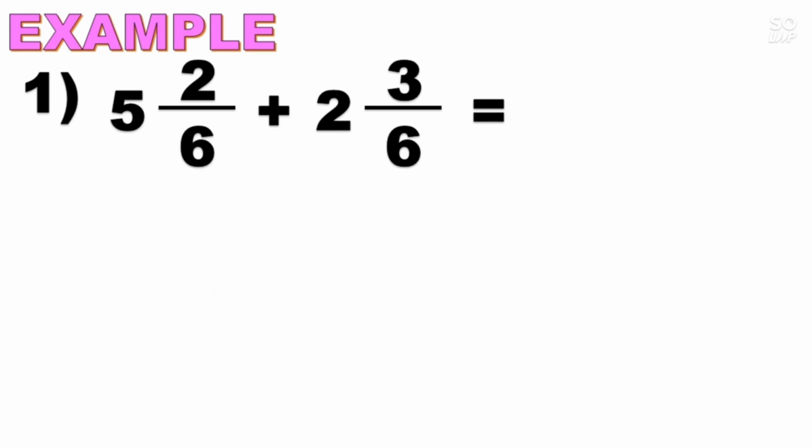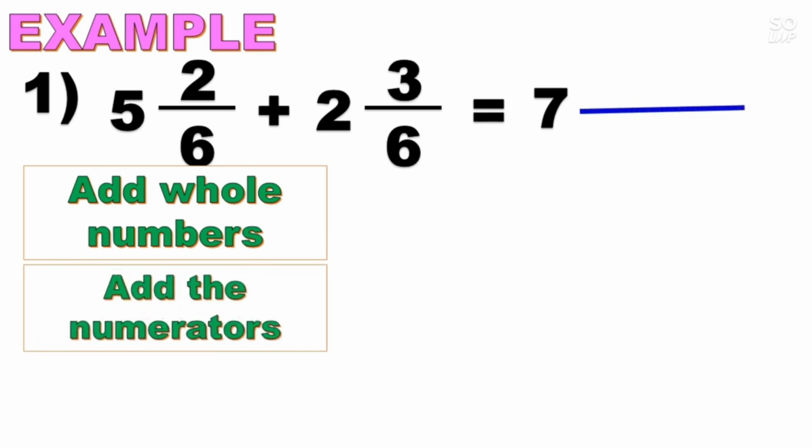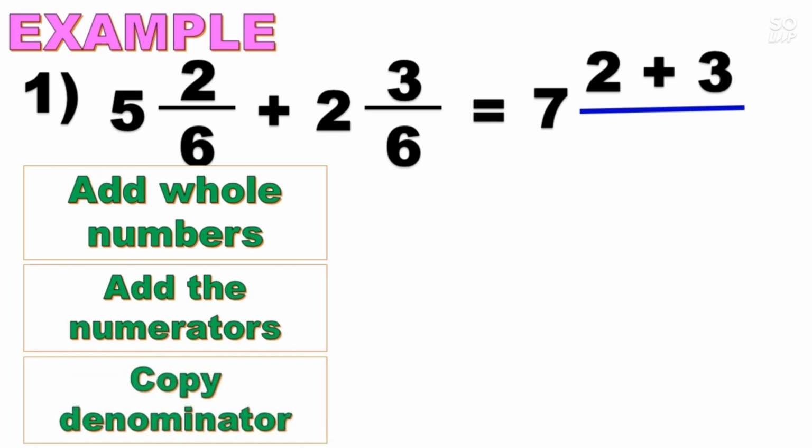Pag similar fractions, ang gagawin natin, i-add lang natin yung whole numbers. Okay? 5 plus 2 is 7. Okay, and then the next step, add the numerators. So, ang numerator natin is 2 and 3. So, we have 2 plus 3. And then, copy denominator. Okay, we're going to copy the common denominator, which is 6.